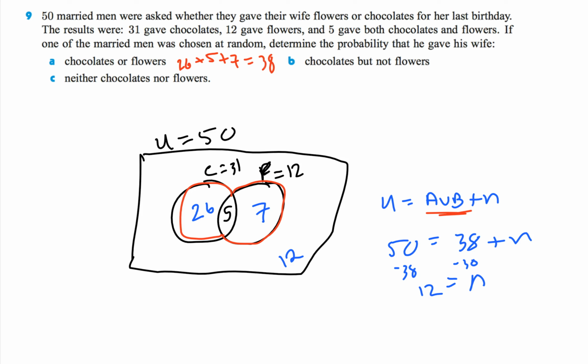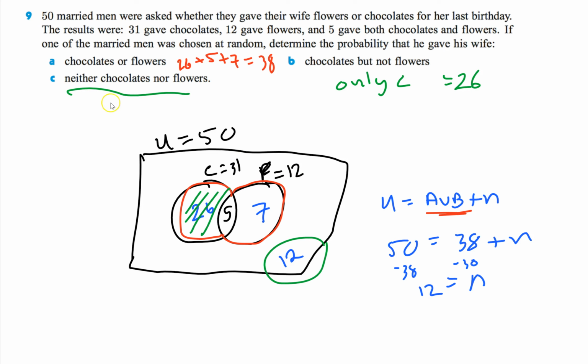Now look at the next one. Chocolates but not flowers. So that means only chocolates. Right? So where's the only chocolates at? That 5 doesn't count. That 5 gave both. So it's only chocolates. That's only this right here. So 26. Then neither, like we found in our Venn diagram right here, the soon-to-be divorced gave neither. So you get that, 12. And that's the idea. And we are done.